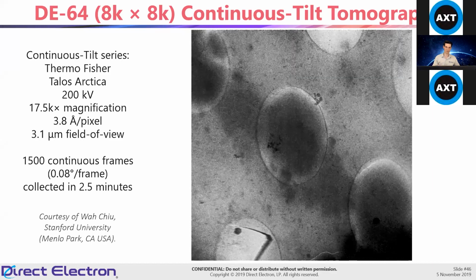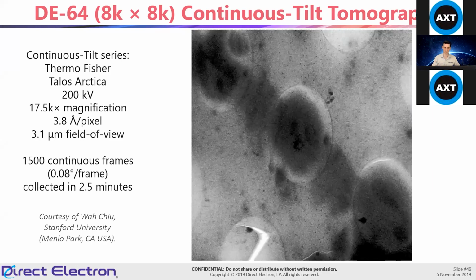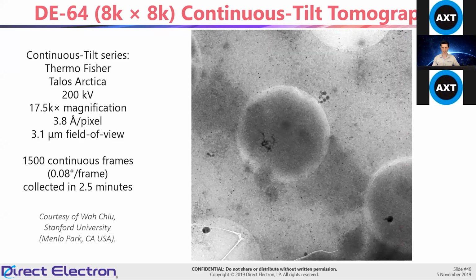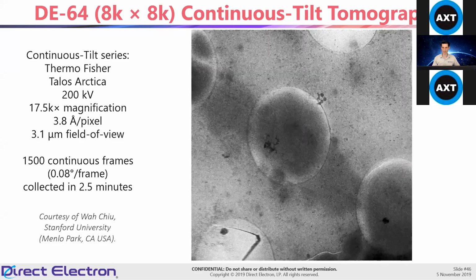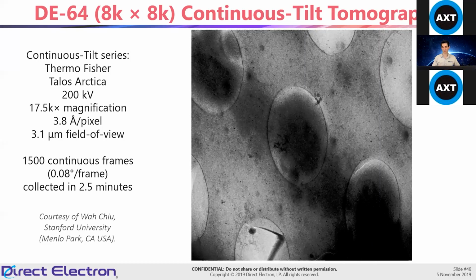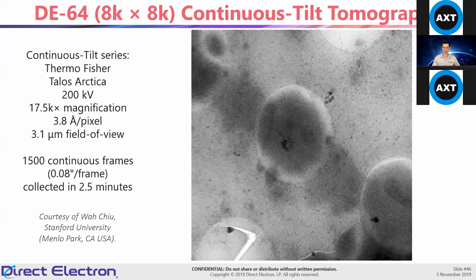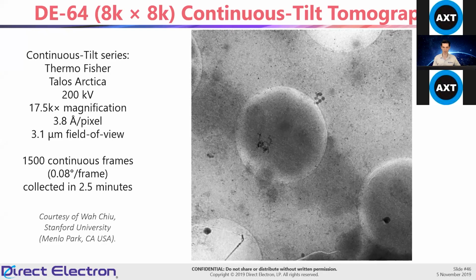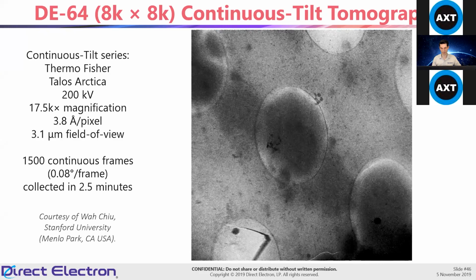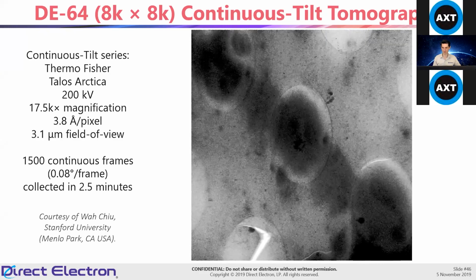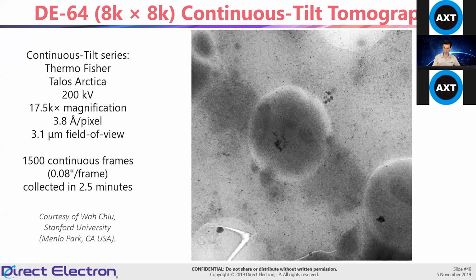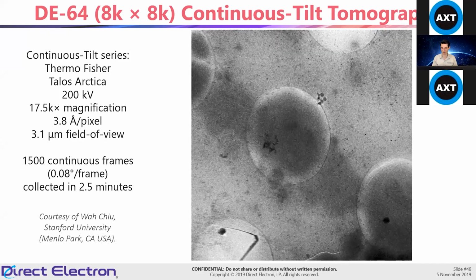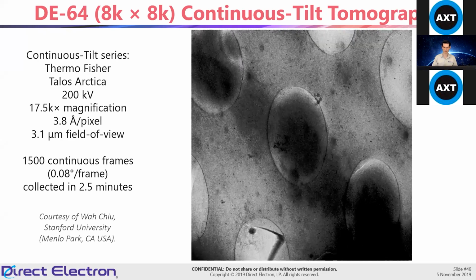So this is from the folks at Stanford, at SLAC, and this is on a Talos Arctica with the DE64. Basically, it took them 2.5 minutes to take this entire tilt series. It was about 1,500 frames, at about 0.08 degrees per frame, and you get a 3.1 micron field of view. This is without an energy filter. This is more to showcase the concept of doing this continuous tilt tomography on our cameras.